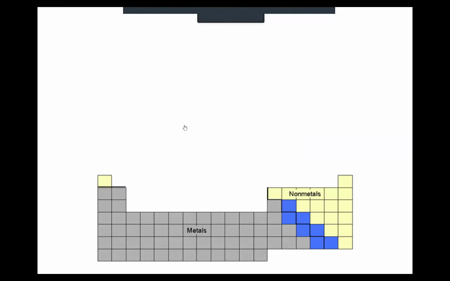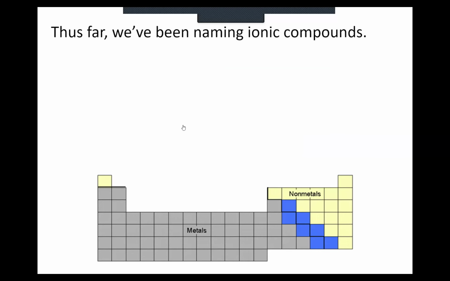We're going to talk about covalent compound nomenclature today. Recall that on your periodic table, nonmetals are found to the right side of the stair-step line. Generally speaking, there's hydrogen also, which is on the left side. And metals are generally found to the left side of that stair-step line.